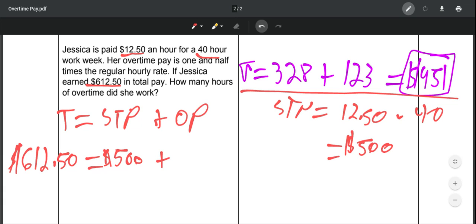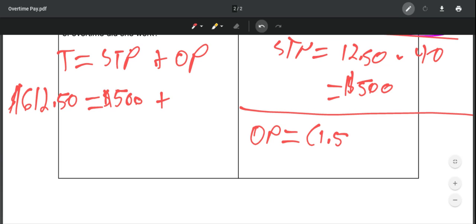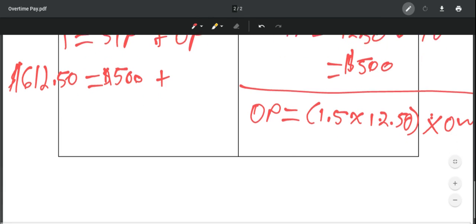Plus, now we don't know what our overtime pay is because we need to look for what our overtime hours are. So you're going to have to set this up a little bit differently. You're going to have to come over here and say overtime pay equals our overtime rate, which if it's 1.5 times, we're going to take 1.5 times, I'll use the X since we're using some decimals, times $12.50. And then that'll be times our overtime hours worked. But that we don't know.